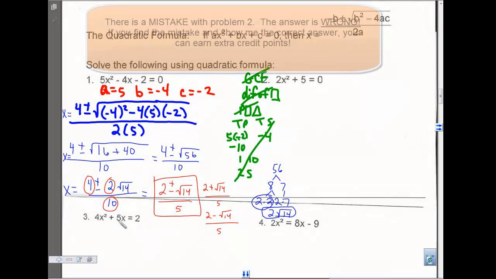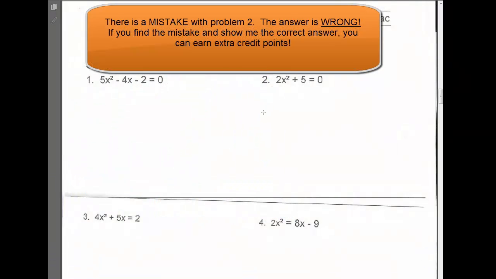Next example. 2x squared plus 5 equals 0. Now we're going to go ahead and just start out with the quadratic formula. A is equal to 2, B is equal to 0. Be careful. B is always with x. There's no x here. C is just the number term.